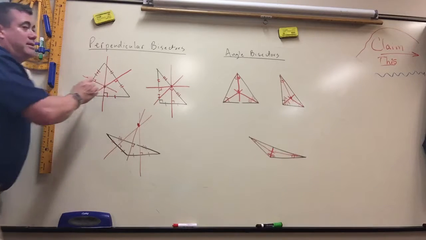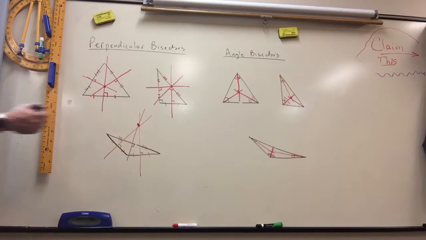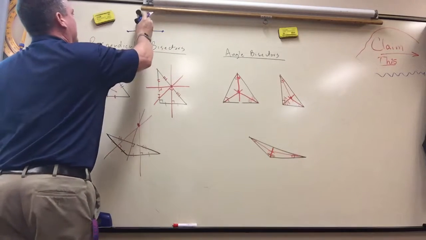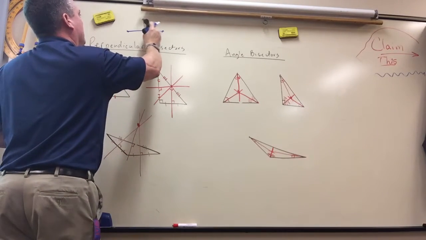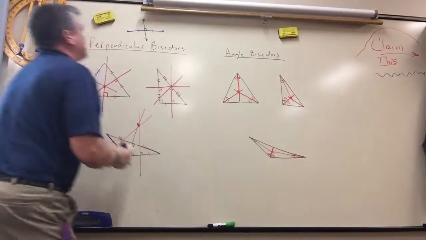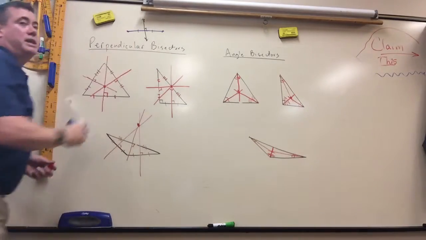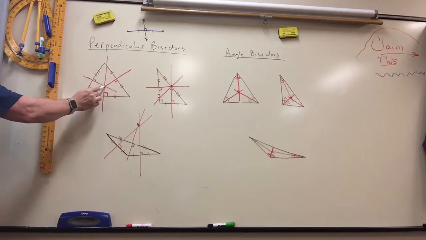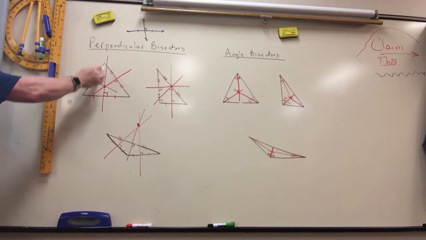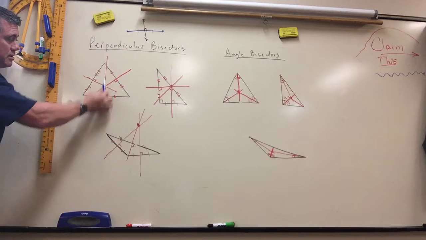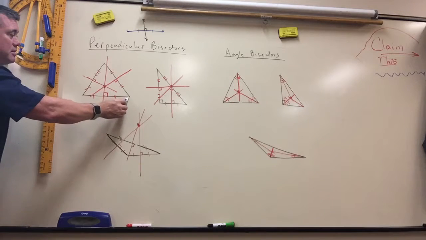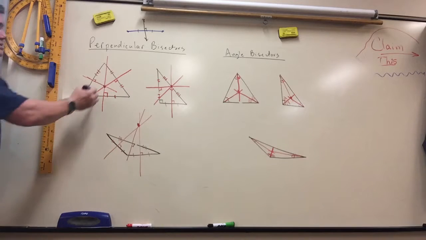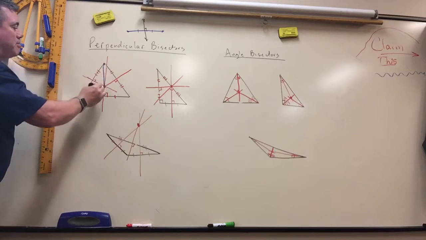When you find this point, if you remember on a perpendicular bisector, any point on the perpendicular bisector is equidistant from each of the endpoints, right? So, on this line right here, this point is the same distance from here to here. On this one here, this point is the same from here to here. And on this one, this point is the same from here to here. So what this shows us is this point is the same distance from all the vertices.